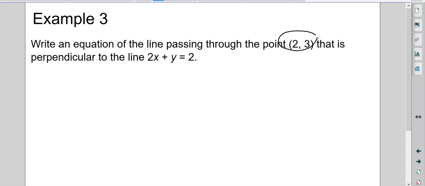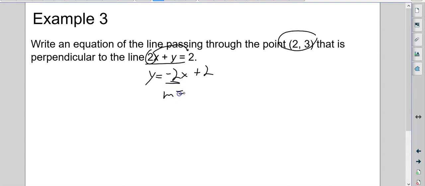All right, same idea. Going through this point, except it's perpendicular to this line. And careful, this is not solved for y yet. So we need to move this over here by subtraction. Very important, because now instead of having a positive 2 slope, it has a negative 2 slope.